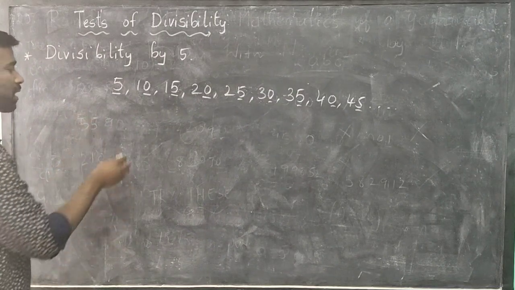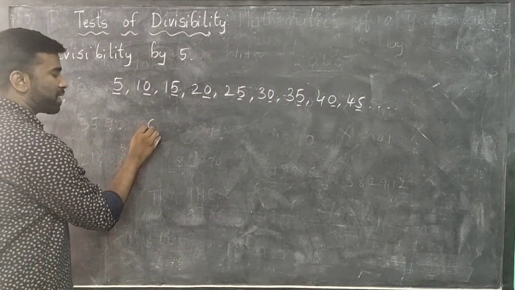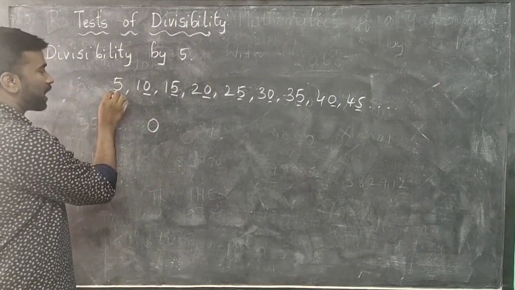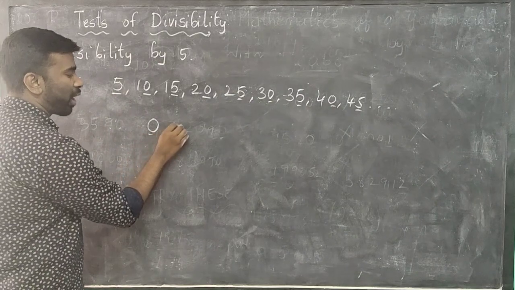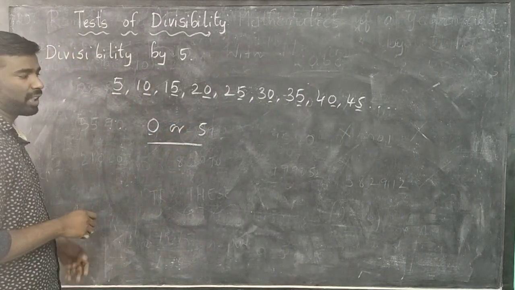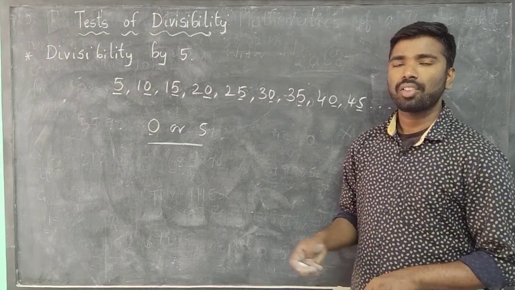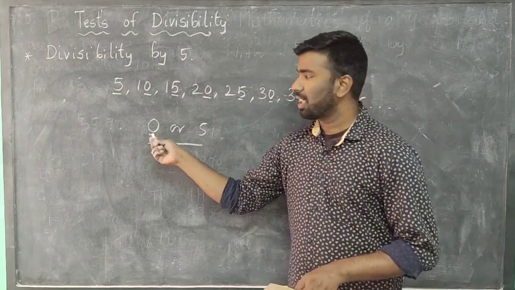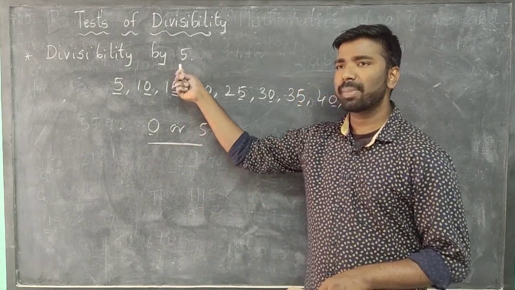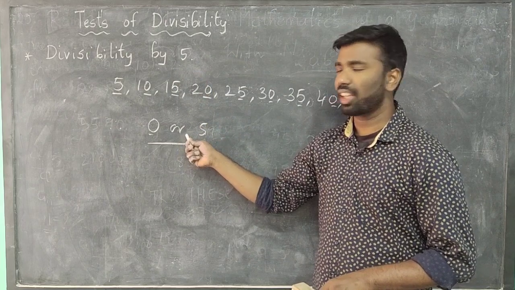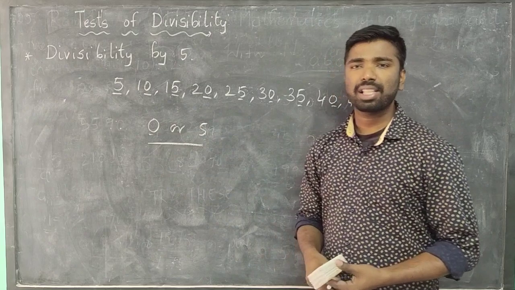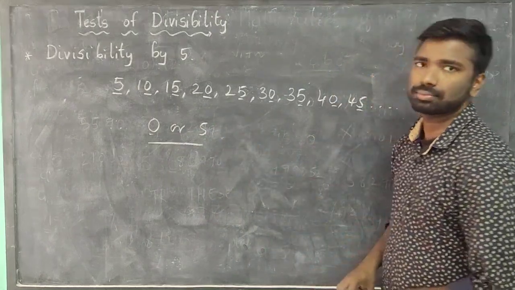Students, in the unit digit, if you have 0 or 5, then we can say that the number is completely divisible by 5. For the given numbers, in the unit place, if you find 0 or 5, that means the number is completely divisible by 5. If the number is ending with 0 or 5, that means the number is divisible by 5.